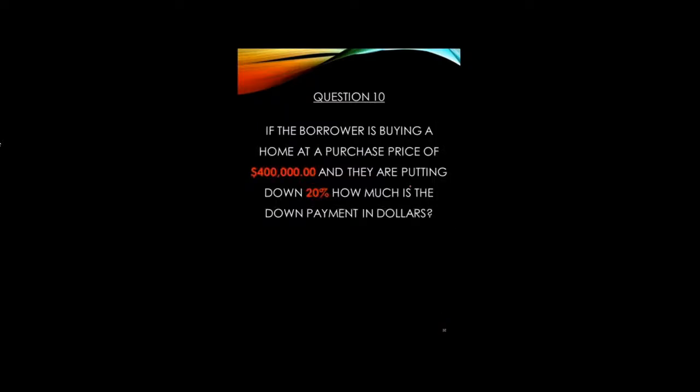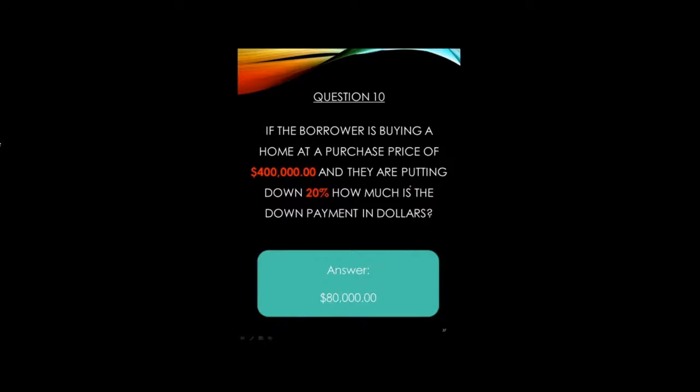Okay, last question. It's an easy one, I hope you guys all think. If the borrower is buying a home at a purchase price of $400,000 and they are putting down 20%, how much is the down payment in dollars? Okay. All right, last question, last answer. Did you get it right? The answer is $80,000. It's a good chunk down payment.